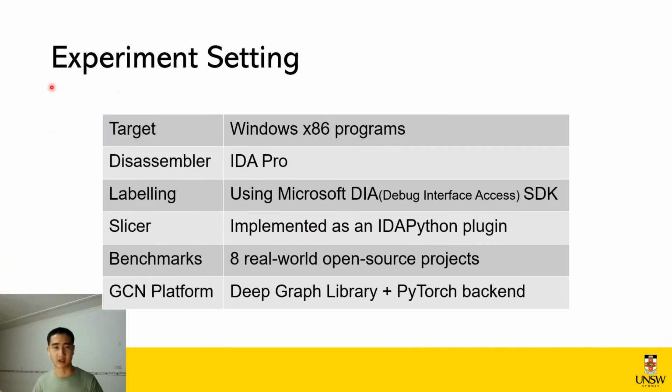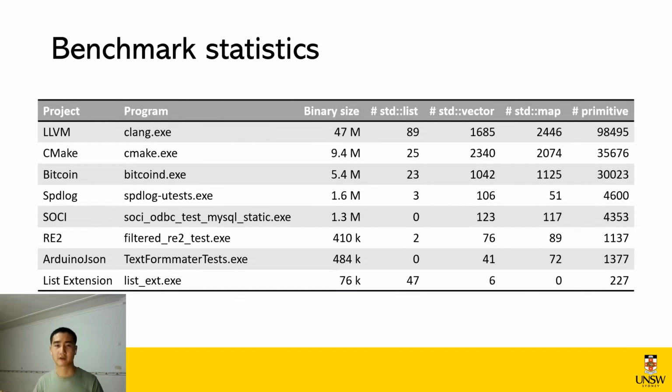Our experiments are conducted like this. We do it on Windows programs using IDA Pro as the disassembler. We automatically label all the types using Microsoft DIA SDK, and our slicer is implemented as an IDA Python plugin. We conducted the experiment on 8 real-world open source projects, and the GCN we used is Deep Graph Library with PyTorch as backend. Here are the statistics of the benchmark we used.